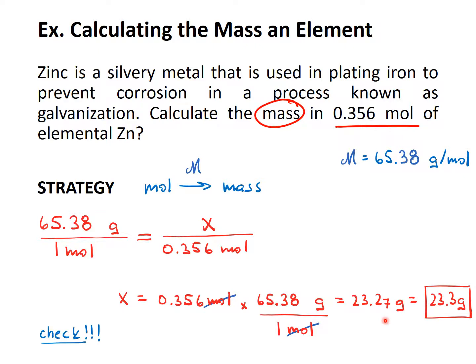The last step here is to check that our answer makes any sense. So you'll notice that the molar mass is 65.38 grams per mole, and we start with 0.356 moles, or a little more than a third of a mole. So our mass therefore should be a little more than a third of the molar mass. So in this case, the mass of 23.3 makes sense.